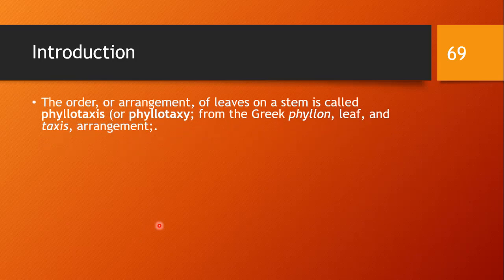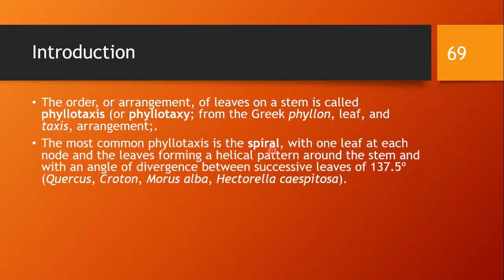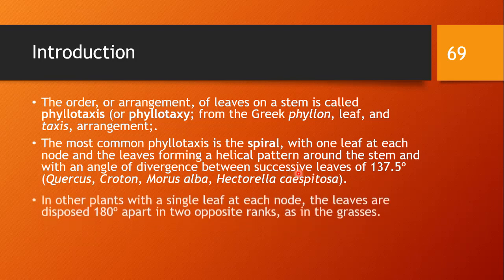Before discussing the leaf development, first we have to talk about the order of the leaf, which we call the phyllotaxy. So what is phyllotaxy? It is from phyllon, leaf, and taxis, meaning arrangement of the leaf. So the order or arrangement of leaves on the stem is called the phyllotaxy, and the most common phyllotaxy is spiral. Here we have various phyllotaxies, like the spiral, with one leaf at each node and the leaves forming a helical pattern around the stem, with an angle of divergence between successive leaves. So spiral means one node and one leaf. This is one type of phyllotaxy.